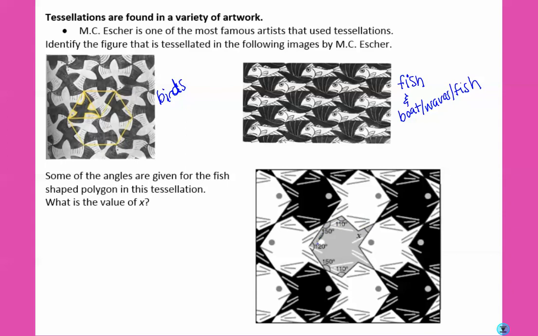So the nice thing about tessellations is that all the shapes are the same. So if we look right here, our angle x forms a line with this angle here, kind of the forehead angle of the fish. Well, based on the previous tessellation, that angle is 150 degrees. Since we know that if they make a line, they have to add up to 180 degrees, that means our x angle must be 30 degrees.